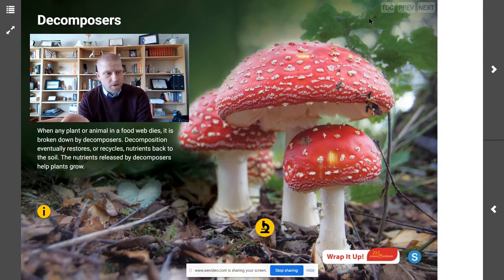So decomposers. The mushroom in the photo is neither a producer nor a consumer. So it's not a producer and it is not a consumer. The mushroom in the photo, where does it get its energy? The mushroom gets its energy from dead leaves, wood, and other parts of decaying plants. The mushroom is a decomposer, an organism that gets energy by breaking down dead organisms or the waste of living things.